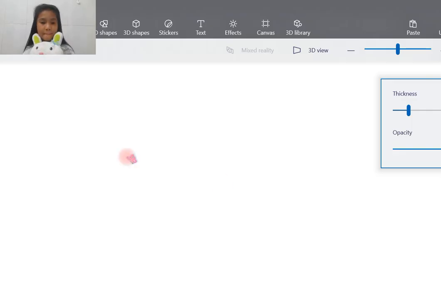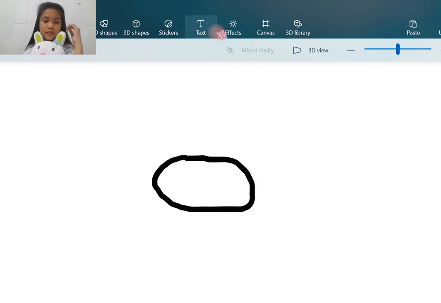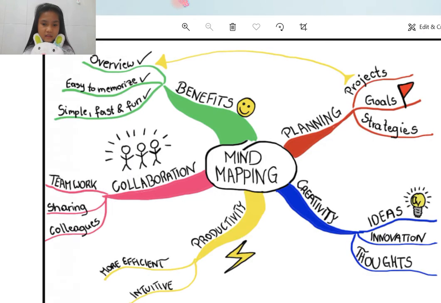Sorry. There you go. It's a little bit laggy. Okay, well first, I'm going to draw the project words. I'm going to make just a circle. And here inside, no, I'm not going to draw anything. Okay, well that's it. First, we need to have projects. Then we need to have goals. We need to have goals about what we're going to mind map.